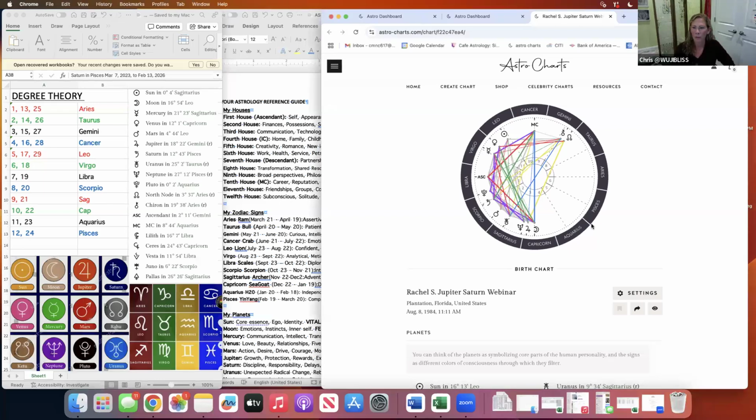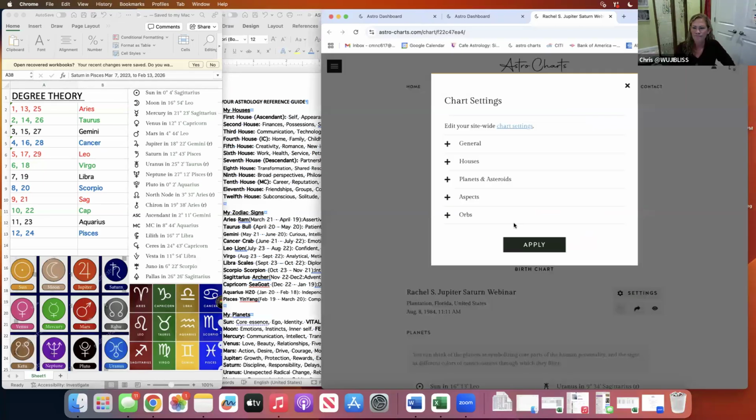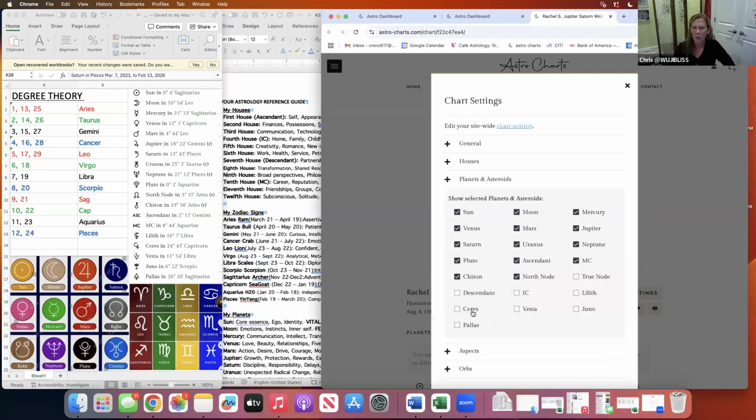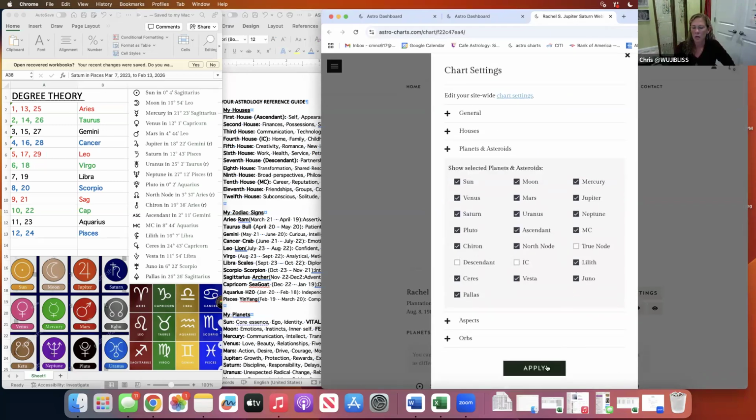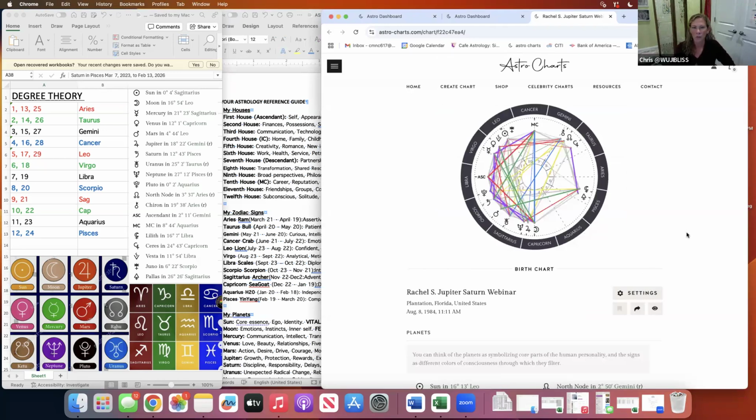I am going to share screen, confirming that you can see my chart. I'm going to add all of the asteroids. I like Ceres, which is the planet of nurturing, Pallas, which is the asteroid of strategy, Vesta, the asteroid of patience, Lilith, our brave divine feminine warrior, and Juno, our attachment theory. Confirming that you can see my screen.